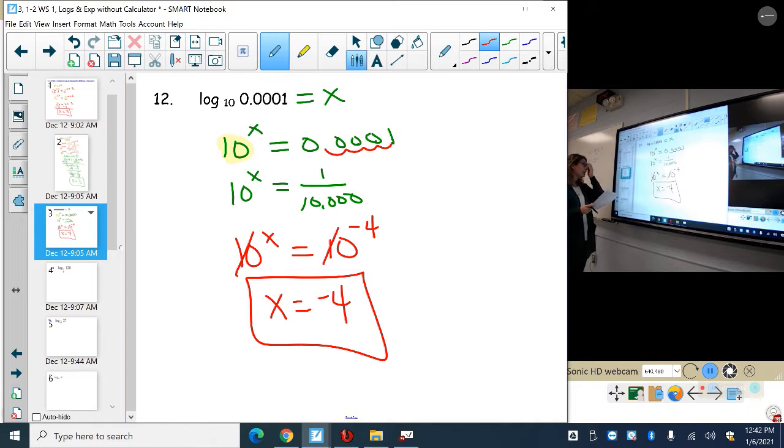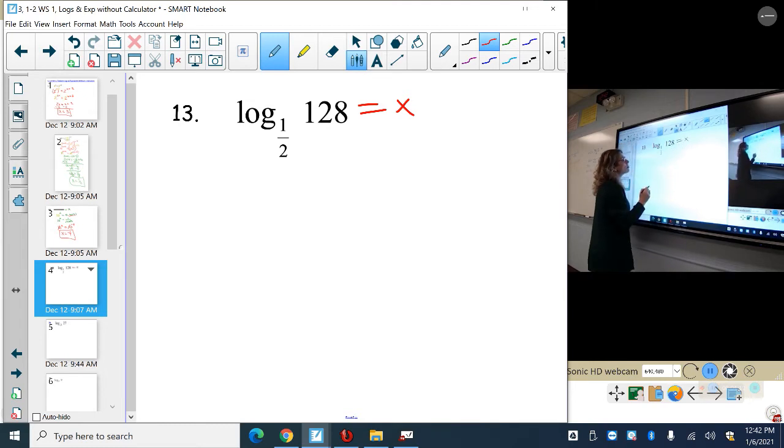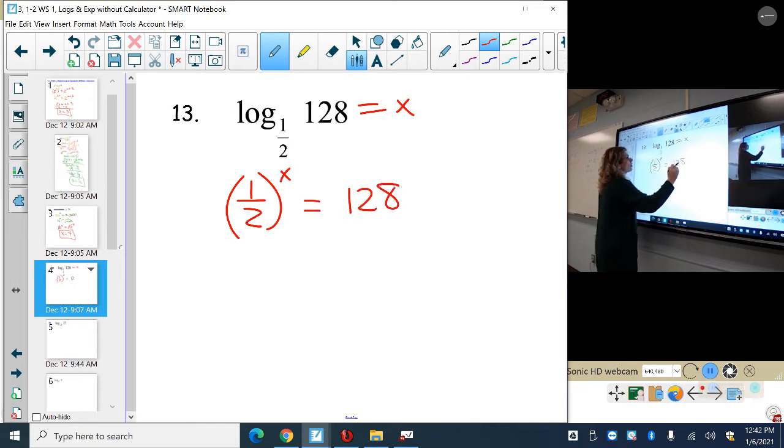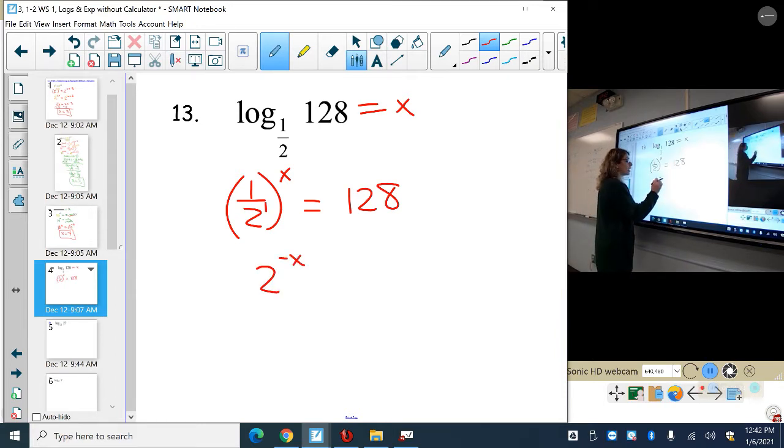Next, number 13. Number 13 is exactly the same concept, set it equal to x. My base is 1/2. I'm raising that across the equal sign to grab the exponent, and that is equal to 128. That 1/2 screws with our brain, so I'm going to go ahead and say that that is going to be 2 to the negative x is equal to 128.